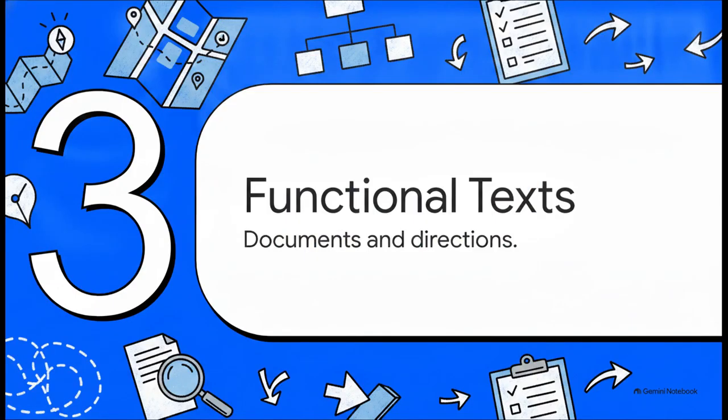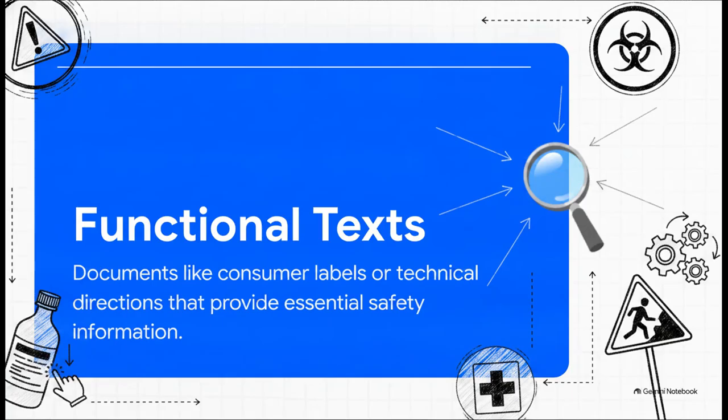Which brings us to Section 3, exploring functional texts. We're looking at consumer documents and technical directions. I know. You hear the phrase functional texts and probably think of super boring, dry paperwork. But honestly, these are dynamic, real-world survival tools. We're talking about the consumer labels and technical directions that literally tell you how to act, what to avoid, and how to just stay safe in your environment. They are designed for a specific utility, and because of that, their author's purpose is incredibly laser-focused.